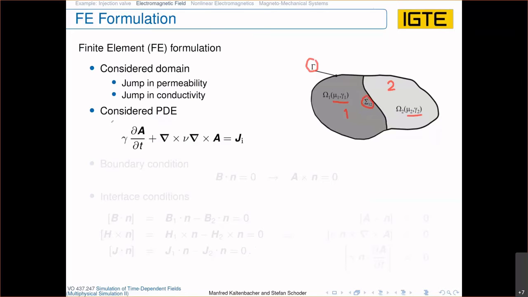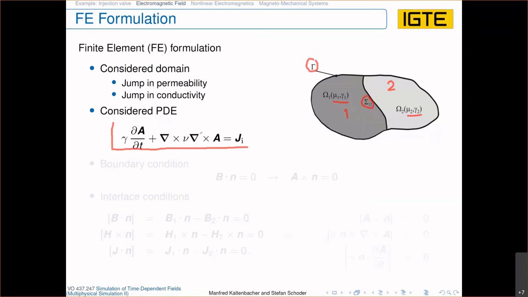And for this I take this partial differential equation. For the time being we neglect any current densities due to moving, deforming bodies, which we will take into account later. So what we have here is the partial time derivative of the magnetic vector potential scaled with the conductivity. We know these are eddy currents, or it models eddy currents induced in electroconductive bodies.